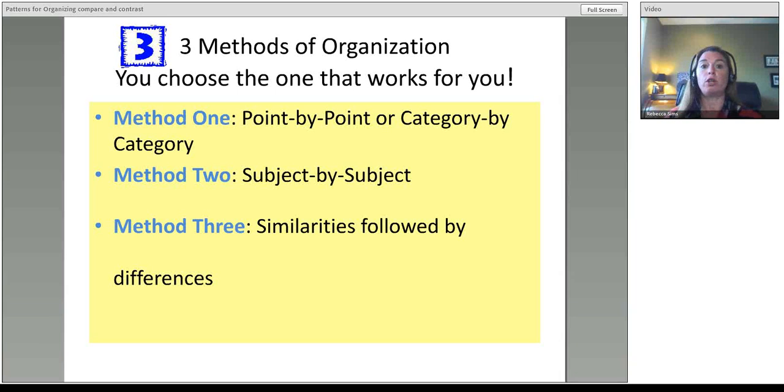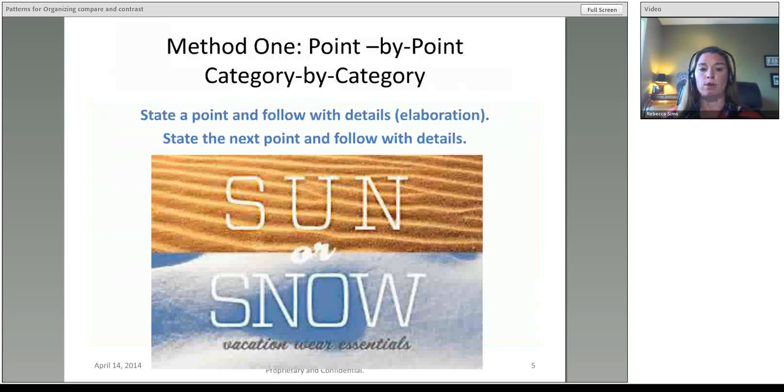Well, you can do point by point or category by category based on the chart. Then another option would be subject by subject. Subject A versus subject B. Or you can do similarities versus differences, or differences followed by similarities. So those are the 3 methods we're going to talk about today. The first one is the point by point, category by category.